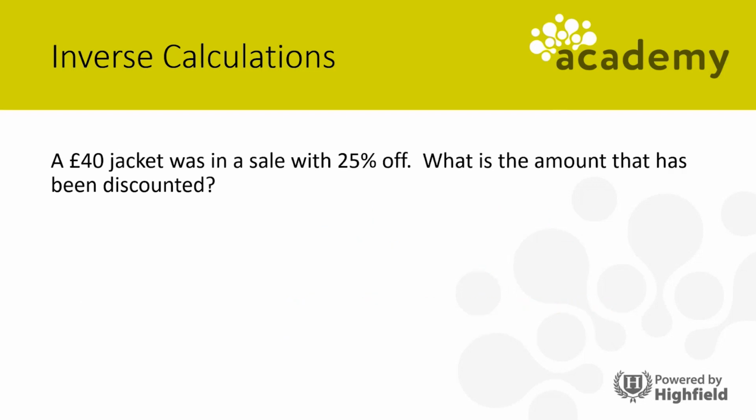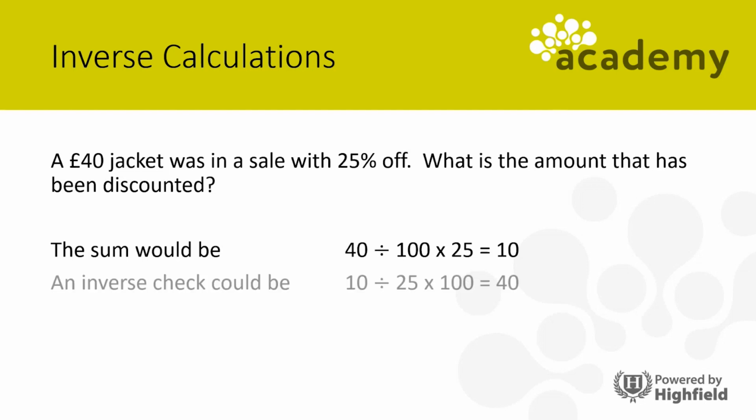A £40 jacket was in a sale with 25% off. What's the amount that has been discounted? The sum would be 40 divided by 100 times 25, which is 10. An inverse check could be 10 divided by 25 times 100 equals 40.